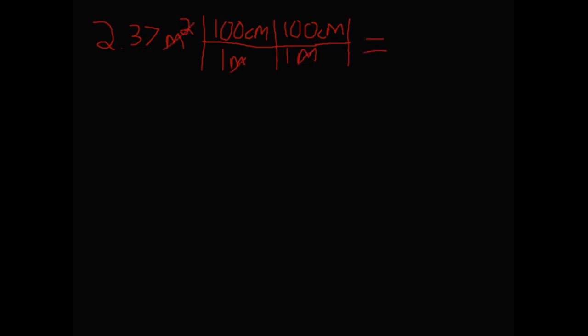Moving on to our next problem, we're going to be trying to solve 2.37 meters squared, adding a power to our unit and converting that to centimeters squared. So what you're going to want to do for this one is you're going to want to multiply it by 100 centimeters over 1 meter twice, and you're going to have to set up the brackets twice and cancel out that power and then the unit.